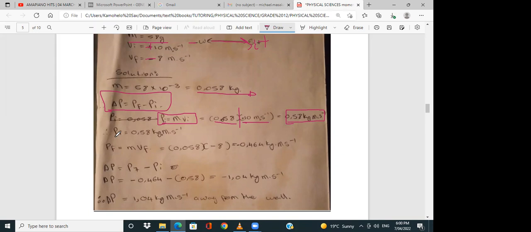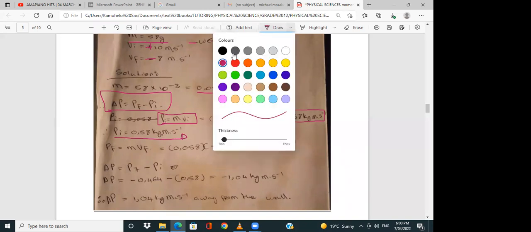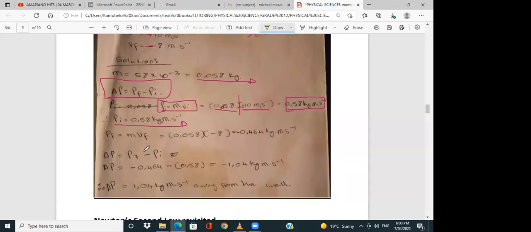Now, your final momentum, not the final momentum. The initial momentum will be 0.58 kilograms meters per second. Going to your final momentum, as you can see, I'm busy calculating your initial momentum and your final momentum individually. We calculated the initial momentum and got 0.58 kilograms meters per second.